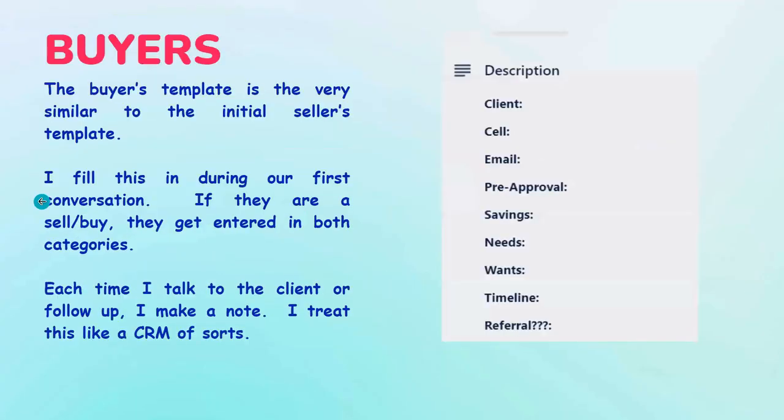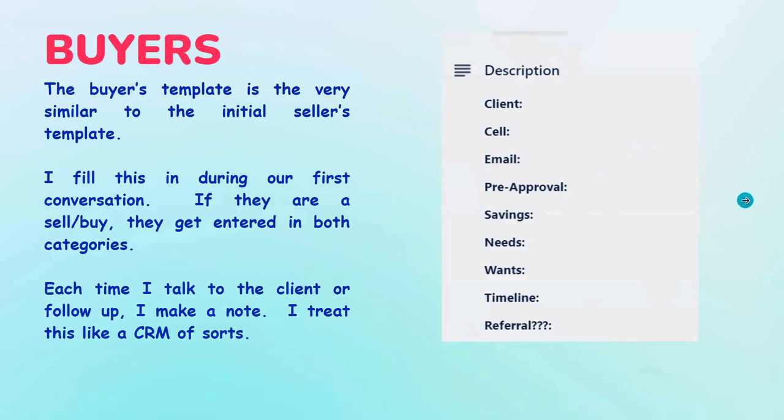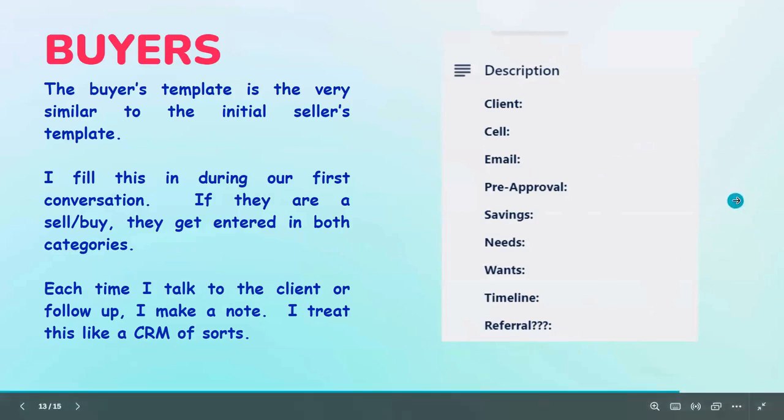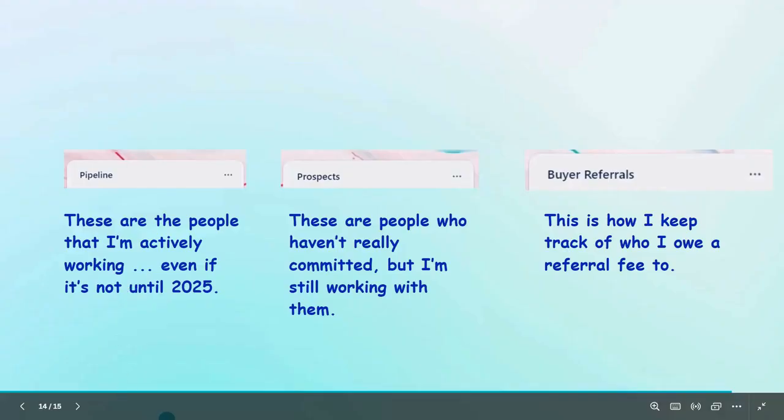So we're in the buyer side now. So the buyer's template here is very similar. This is the initial client information. There are some things that are different. Again, set this up to you. What questions do you ask? It doesn't have to necessarily be the questions I'm asking. Then I have pipeline. These are the people that I'm actively working with. Prospects, people who haven't really committed, and then buyer referrals is how I keep track of who I owe a referral fee to. So let's take a look at that.